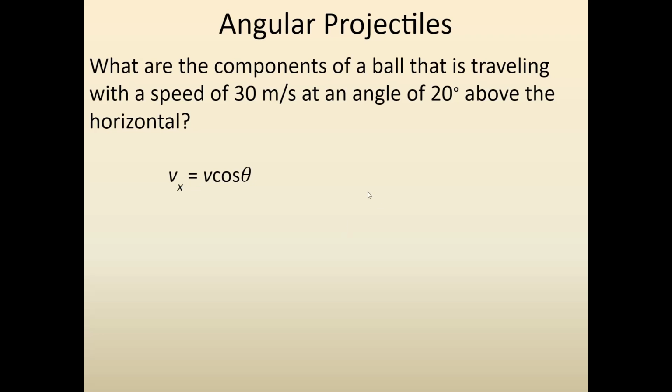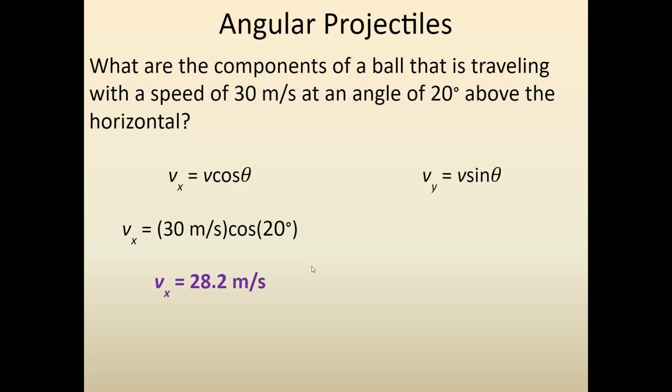So again, Vx is V cosine theta because that's how components work. It's whatever we're finding the component of, in this case V, times cosine of our angle. That's the x component. So it's 30 cosine 20, and you get 28.2 meters per second. For the y, it's going to be sine, so do the same thing, but with sine instead of cosine, and we get 10.3 meters per second.